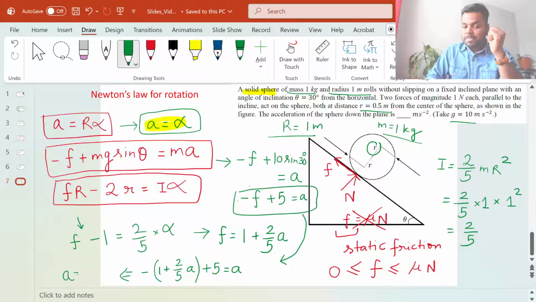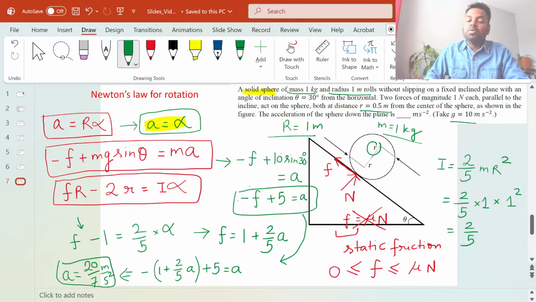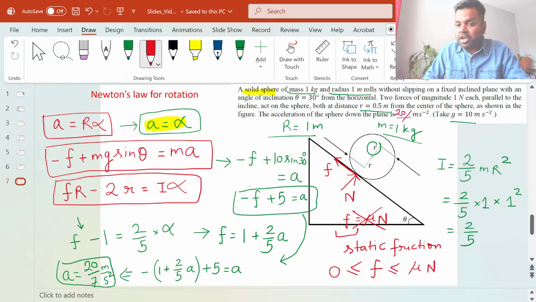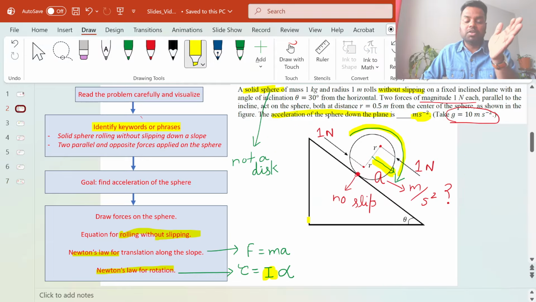So if you solve it, you are going to get A equal to 20.7 meter per second square, and that's the answer we will write here. So I'm going to write here that is 20.7, and we have solved it. So I will quickly review this problem. When you are in the exam, remember you will have approximately 5 minutes to do this problem. You have to quickly highlight the important points.